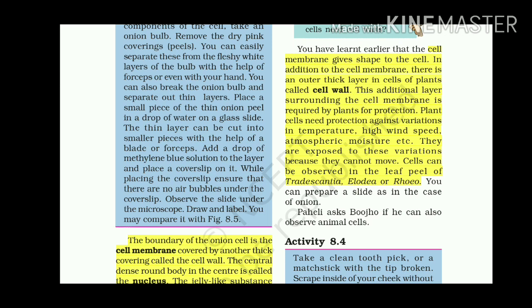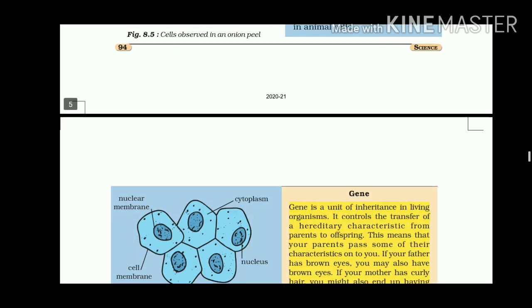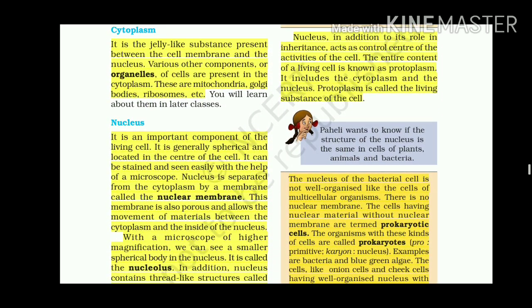Cells can be observed in the leaf peel of Tradescantia, Rhoeo or similar plants. You can prepare a slide as in the case of onion. Paheli asked Boojho if he can also observe animal cells. Cytoplasm. It is the jelly-like substance present between the cell membrane and the nucleus. Various other components or organelles of the cell are present in the cytoplasm. These are mitochondria, Golgi bodies, ribosomes, etc. You will learn about them in later classes.